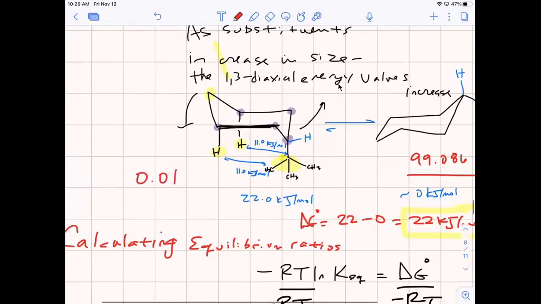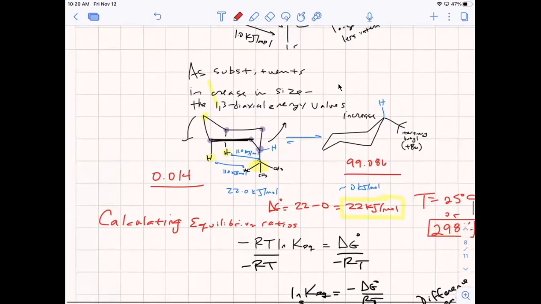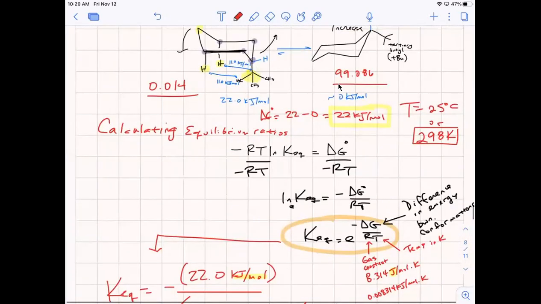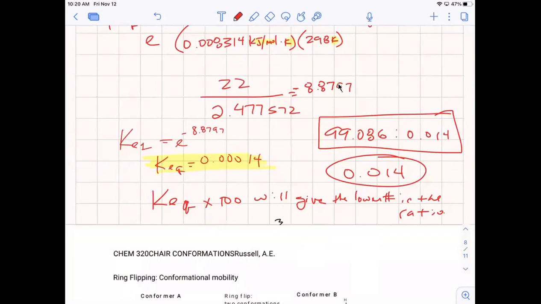I have a question. Go ahead. You got the 99 because we subtracted that from 100? Yes, because when I take K and multiply by 100, I'm going to get the lower number in the ratio. So then I just subtract that from 100 because it's got to be a total of 100%. Whatever I get from K, if I take that and subtract it from 100, it'll give me the other part of the ratio.